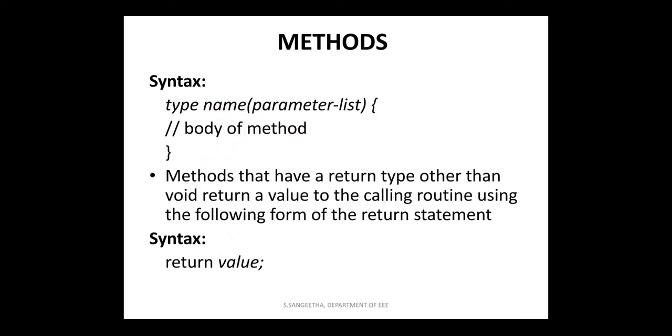Normally, methods that have a return type other than void return a value to the calling routine using the syntax return value. Using this syntax you can return a type other than void.